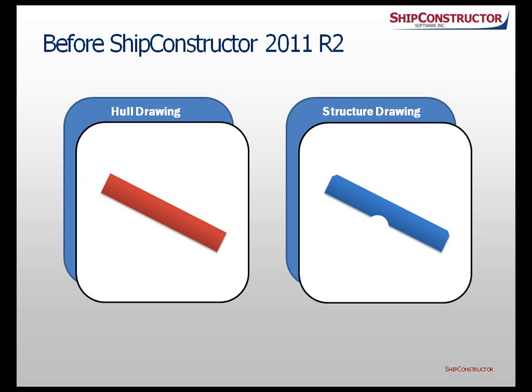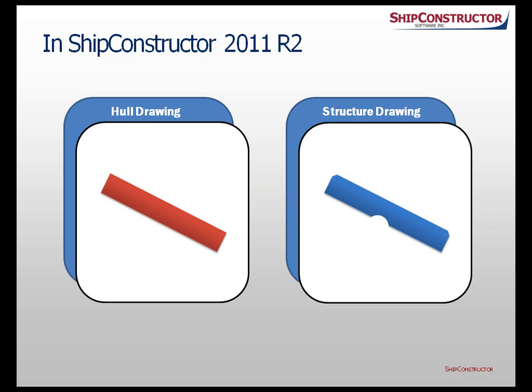Assume a situation that associated stringers have changed in a hull model drawing. In the previous version of ShipConstructor, if a stringer changes in the hull model drawing, you'll have to delete the associated twisted stiffener from the structure model drawing completely. Along with that, you'll have to delete all the custom work that was done on the twisted stiffener, and then you'll have to re-export the twisted stiffener from the hull into the structure model drawing.